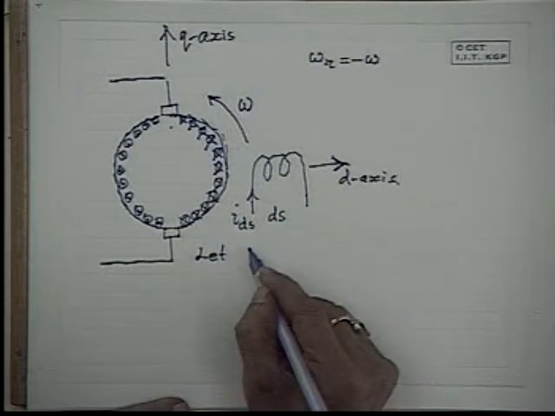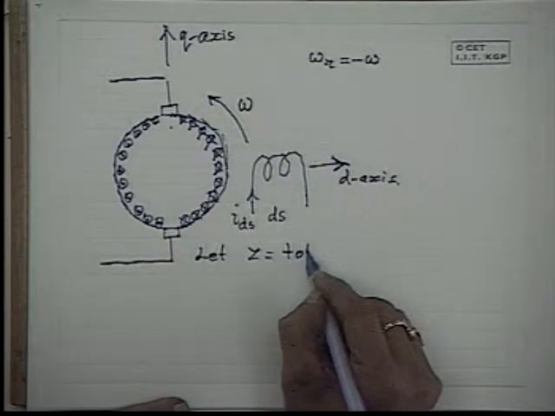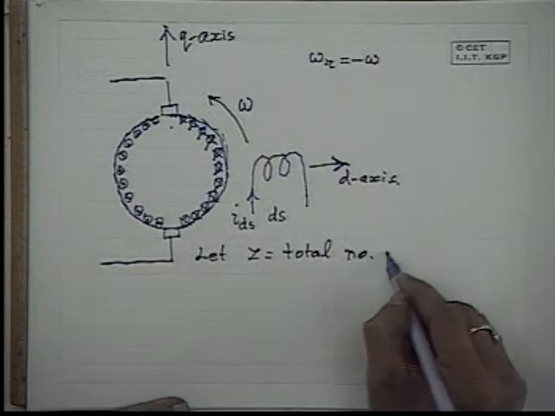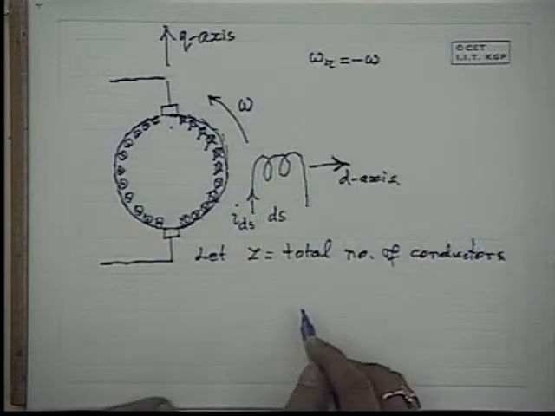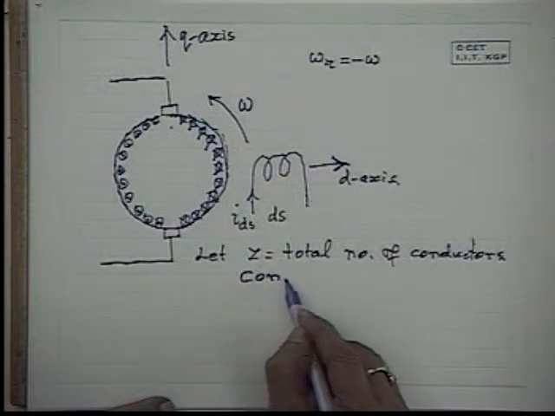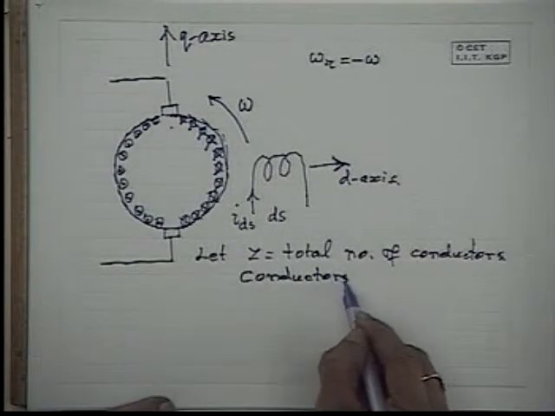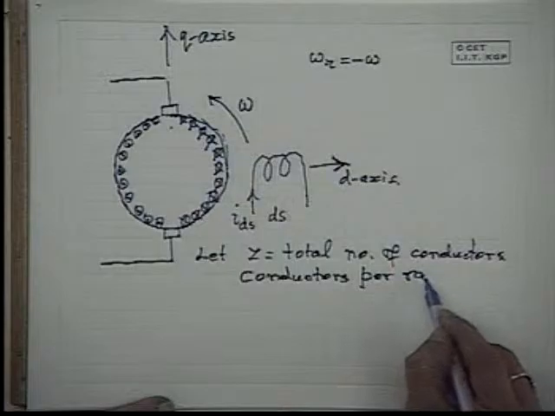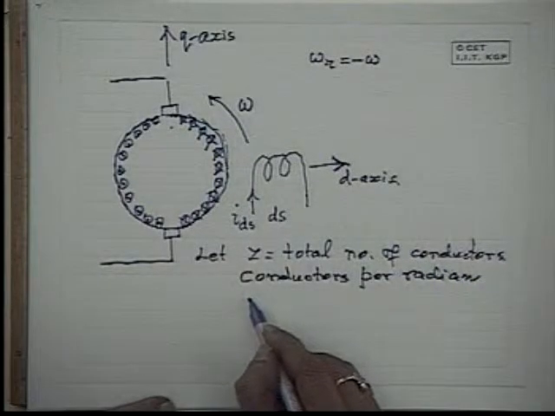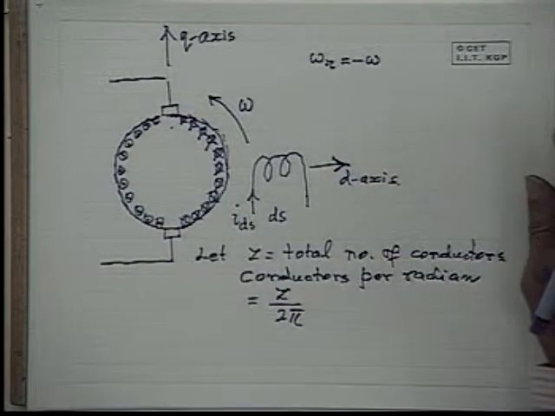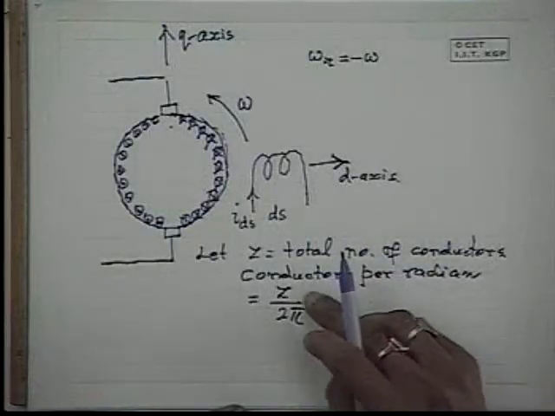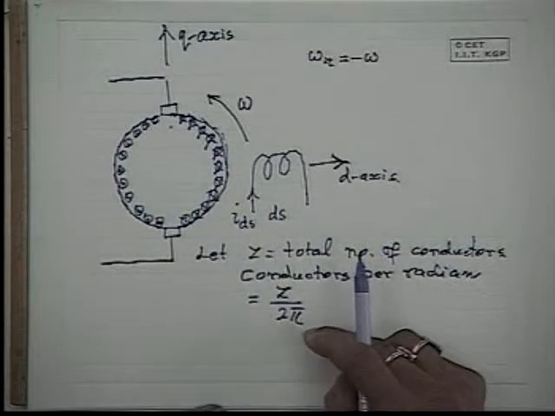Let Z be the total number of conductors. Then conductors per radian will be Z upon twice pi. Now a DC machine may be 4 polar, 6 polar, 8 polar, but we are considering a 2 polar structure because that is the basic structure. So here we are considering only a 2 polar structure, Z upon 2 pi.